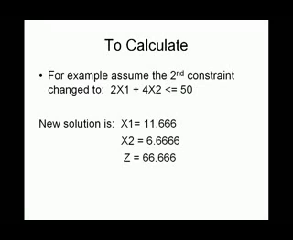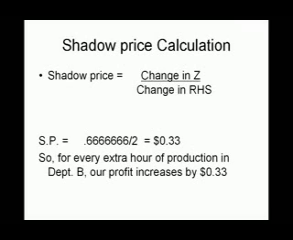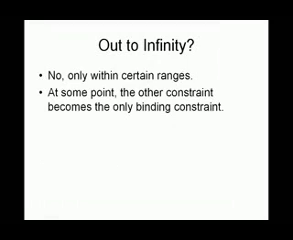Here's an example of how you could calculate it. Let's say that in the second constraint we change the right-hand side from 48 to 50. We get the new solutions. Then the shadow price is the change in Z divided by the change in the right-hand side, or in this case 0.666, the increase in Z, divided by 2 is 33 cents. So for every extra hour of production in Department B, our profit increases by 33 cents.